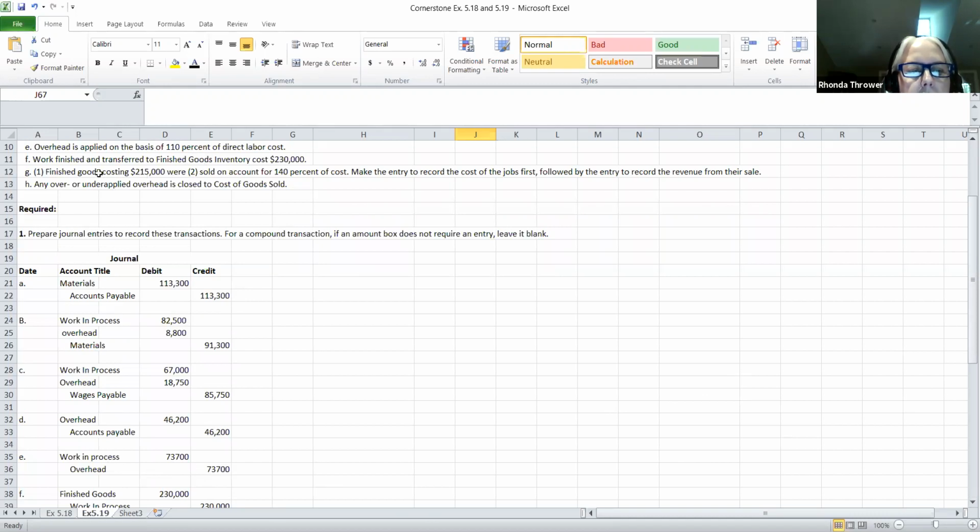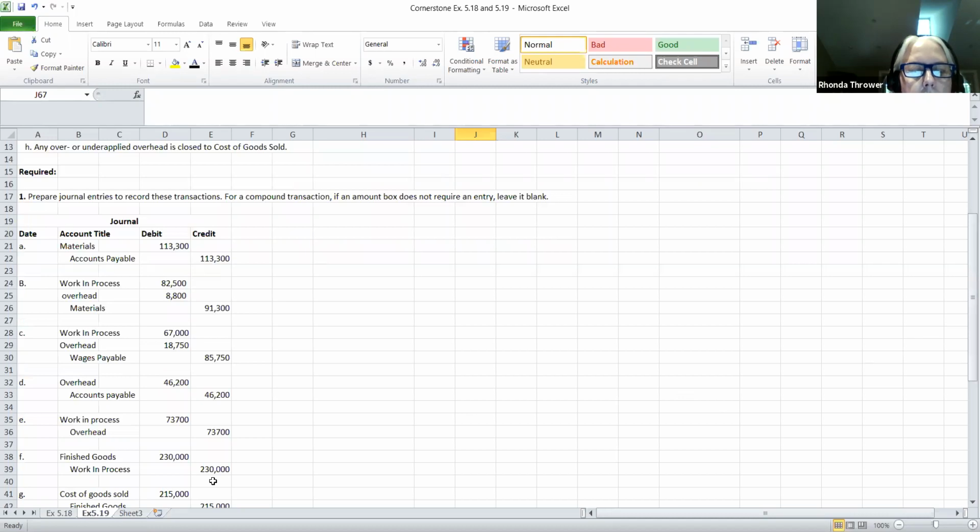And for F, it says we finished and transferred to finished goods inventory $230,000 worth of work in process that we were working on. So we finished some goods, so we had to credit our work in process account for $230,000 and debit our finished goods account for $230,000.